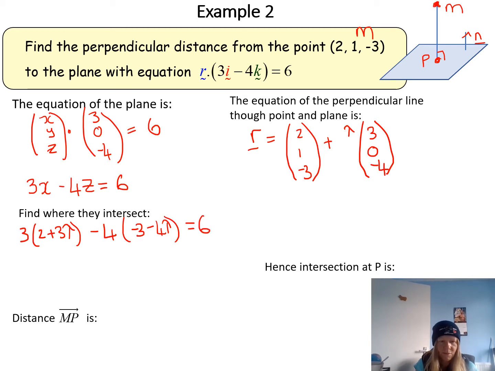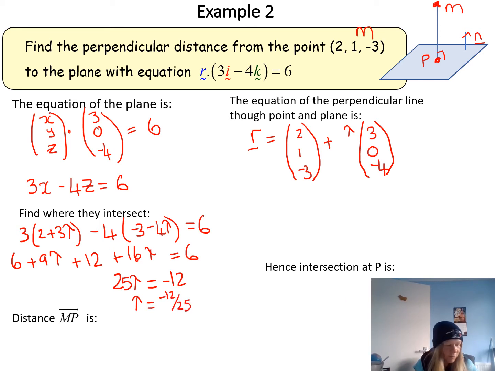So multiplying that out, we've got 6 plus 9 lambdas plus 12 plus 16 lambdas equals 6. And if you rearrange that, we'll end up with 25 lambdas equals minus 12. Yeah, minus 12. So then we just have lambda equals minus 12 over 25. Does that cancel down? I think it might. Put it in your calculator. Oh, no, it doesn't.